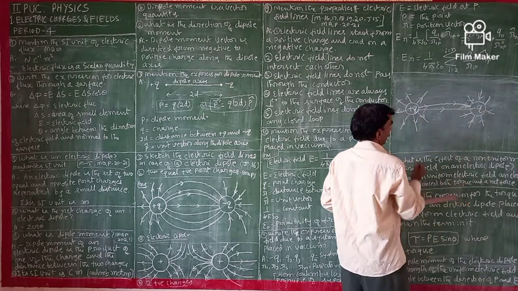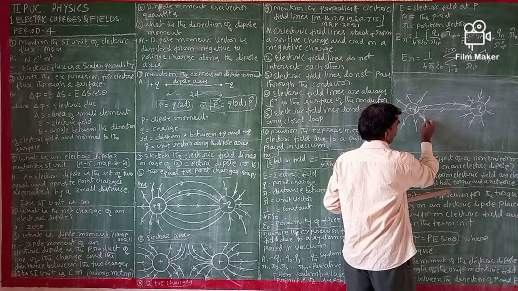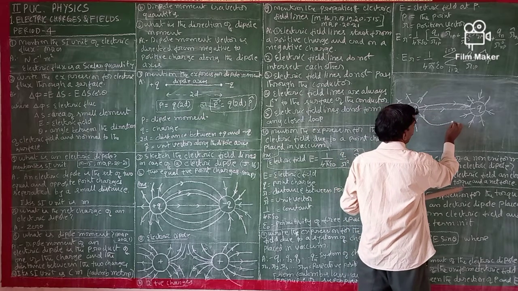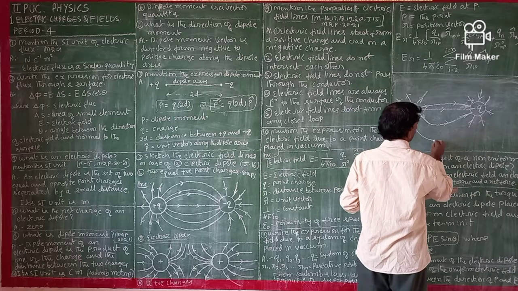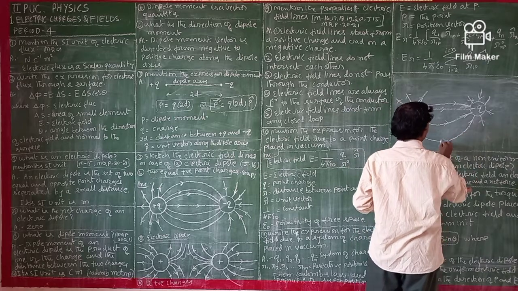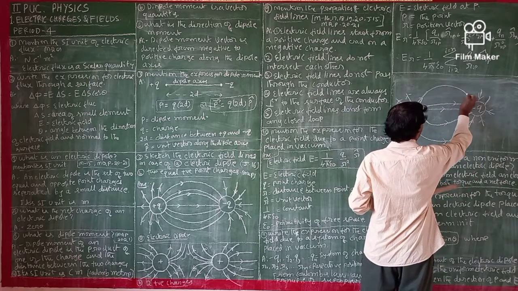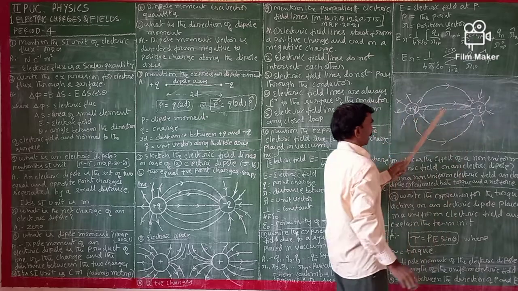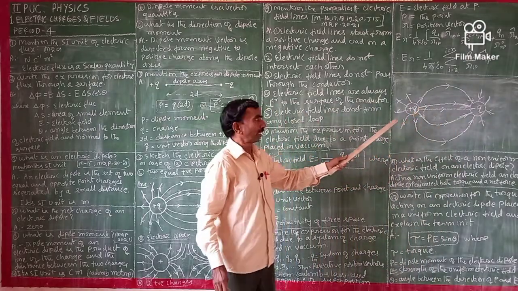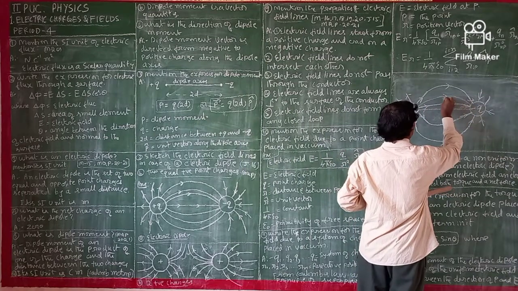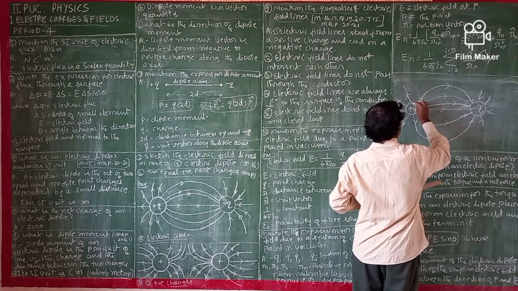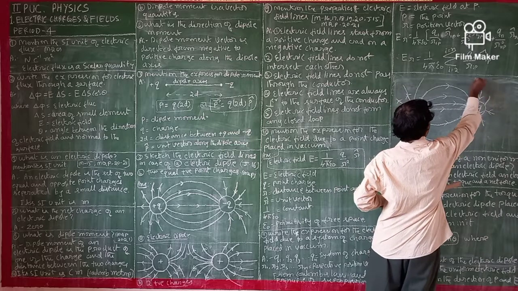the negative charge. In the same way, this electric field line starts from positive and ends in the negative charges. In the same way, these electric field lines start from the positive end to the negative end. For the electric dipole, they always start from the positive end to the negative end. So this one is like this.